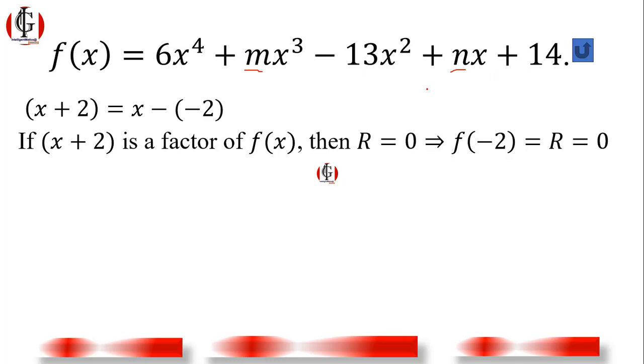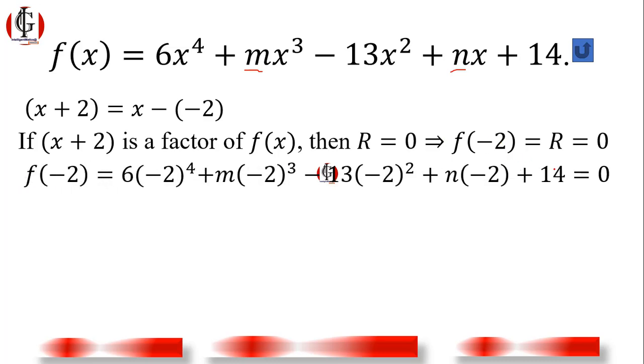So if x plus 2 is a factor of f of x, then the remainder equals 0. That is substituting minus 2 into the polynomial. If we do that, we are going to have 6 into minus 2 raised to the power 4 plus m into minus 2 raised to the power 3 minus 13 into minus 2 raised to the power 2 plus n into minus 2 plus 14.